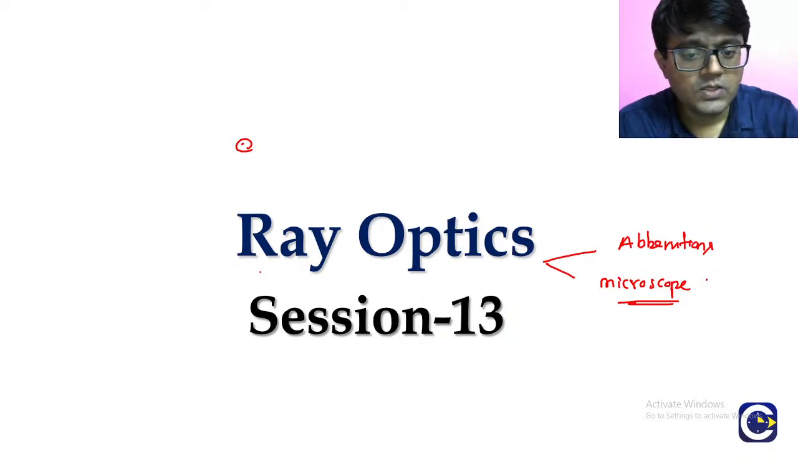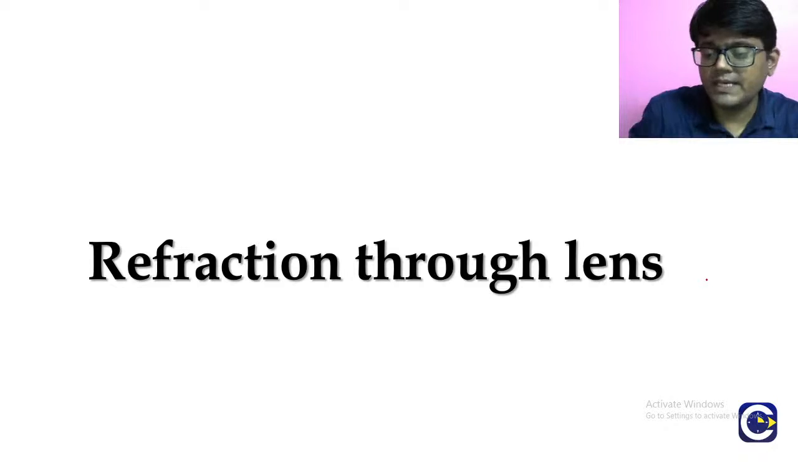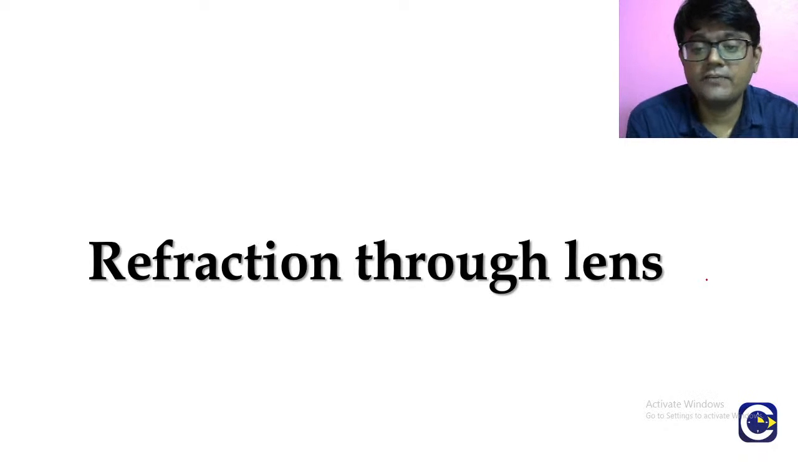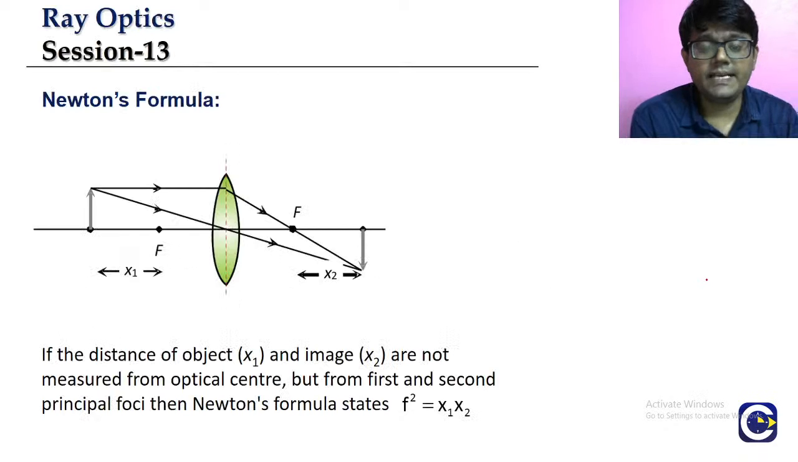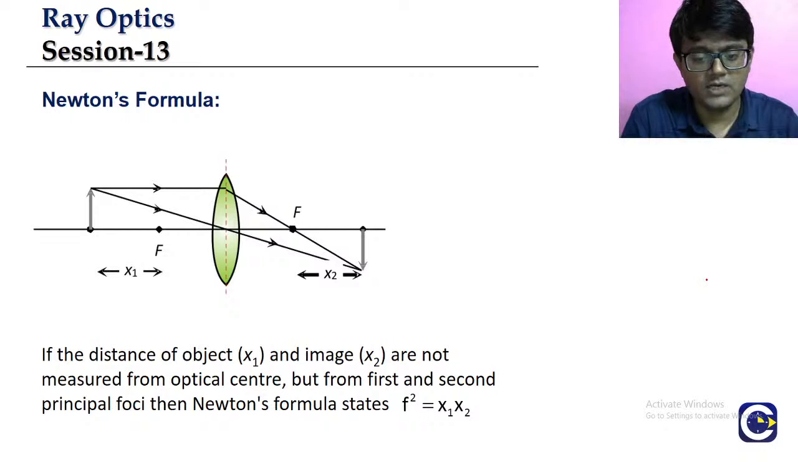Okay, so we'll first complete the leftover part of the refraction through lens. In this, we talked about the lens equation. So there is one more variation of the lens equation, that is what we call the Newton's formula. Newton's formula is the equation that relates the position of the object and the image with respect to the focal points.